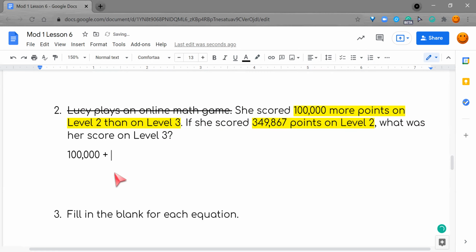And now I got to figure out more than what on level 2 than on level 3. Oh, more points on level 2 than level 3. And we're looking for level 3. So am I really adding 100,000? No, I need to subtract 100,000. You guys are brilliant, Mrs. Alexander. Almost missed that.